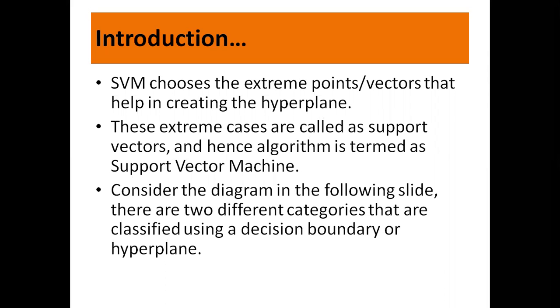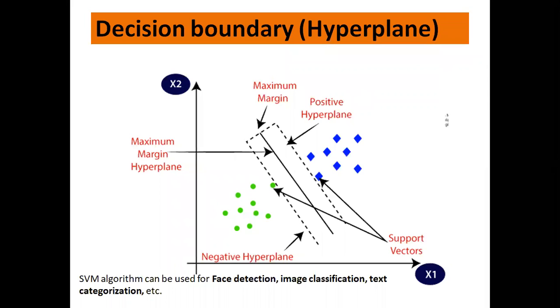SVM chooses the extreme points or vectors that help in creating the hyperplane. These extreme cases are called support vectors, as we'll see ahead, and hence the algorithm is termed support vector machine. Now consider the diagram in the following slide. There are two different categories that are classified using a decision boundary or hyperplane.